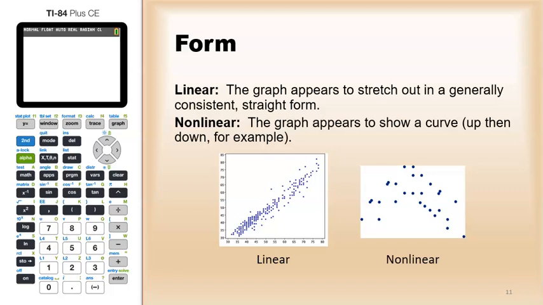Nonlinear graphs are going to be graphs where there appears to be a definite bend in the flow of your data points. So, like the one you see on the screen, the data points are going upwards and then they're going downwards.